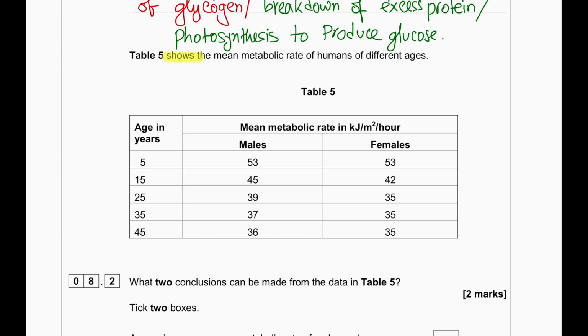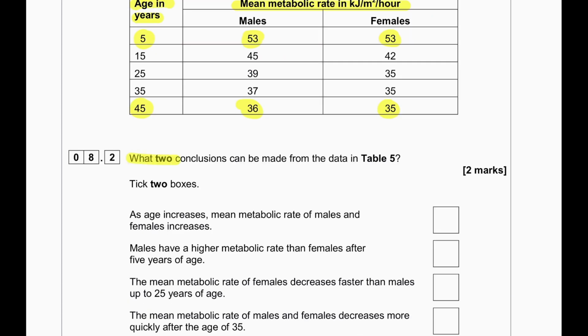Table 5 shows the mean metabolic rate of humans at different ages. Age in years. Metabolic rate in kilojoule per meter square per hour. So we can see at 5 in males, we can see 53, and at 45 we can see in males 36. Similarly, in females at 5 it is 53, but at 45 it's only 35. What conclusion can be made from the data in table 5?